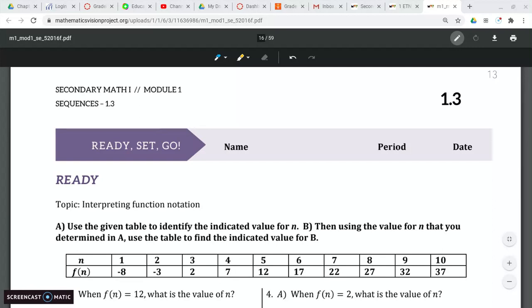Hi guys, welcome back. What we're going to be looking at today is 1.3 Growing Dots, the Ready, Set, Go, as you can see right here. All right, let's go ahead and jump right in.